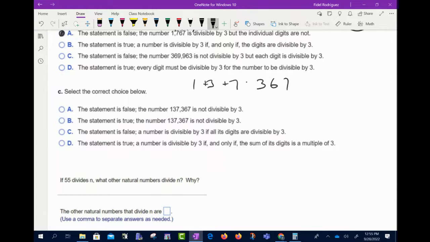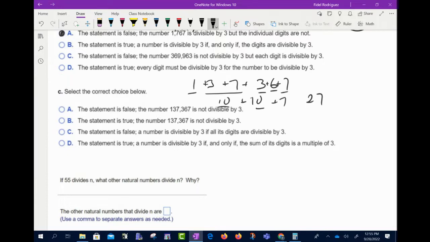137,367. If I add those numbers up together, that's going to give me a 10, and that's going to give me another 10, and 1 and 6 is going to give me a 7, and if I add those numbers up, that's 27. Okay.